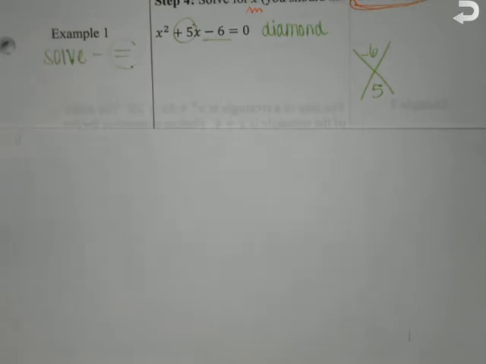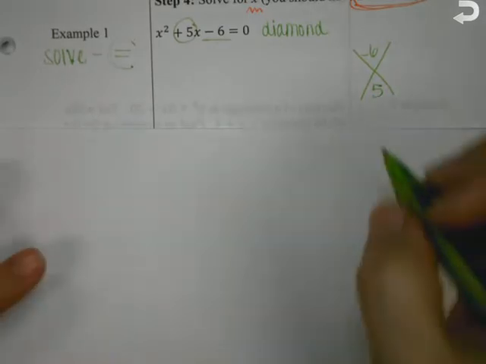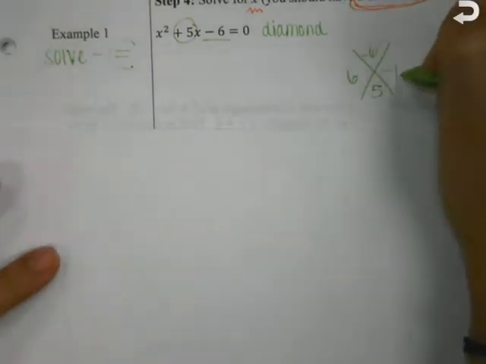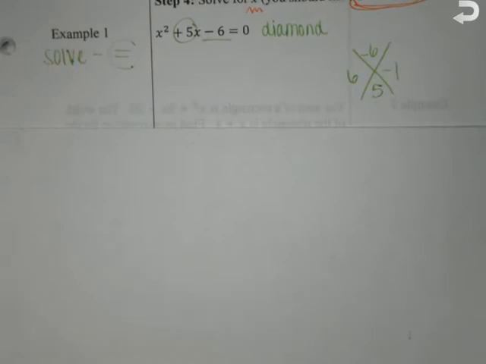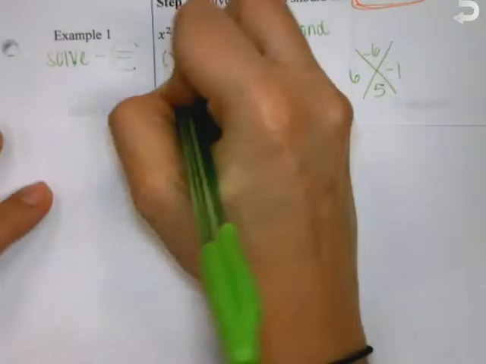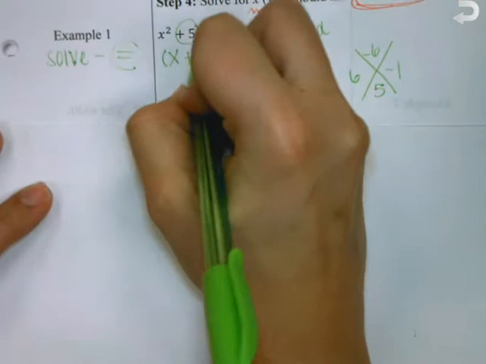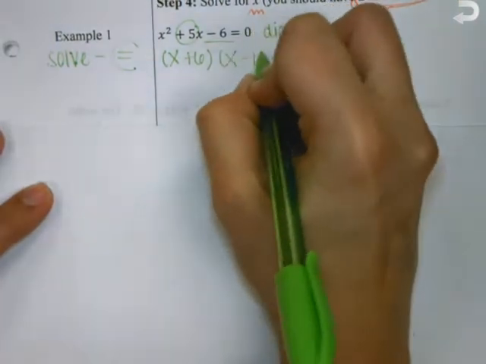Okay, what goes in the sides of the diamond? Samuel. 6 and -1. Agree or disagree, guys? Agree, so let's factor it out. Wait. Sabrina told me 2 and 3. x plus 6 times x minus 1, all of that is equal to 0.